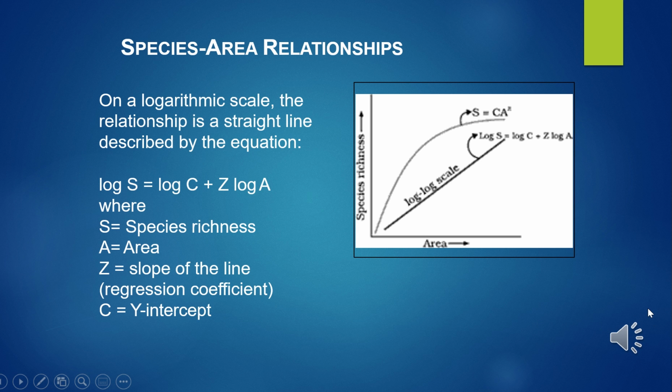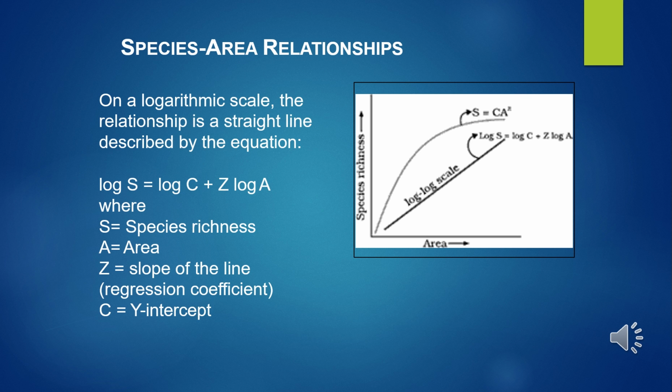On a logarithmic scale, the relationship is a straight line described by the equation. You can see the diagram showing the species-area relationship. Note that on a log scale, the relationship becomes linear. In this equation, S is species richness, A is area, Z is the slope of the line, which is the regression coefficient, and C is the y-intercept.